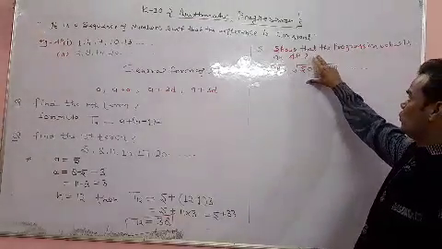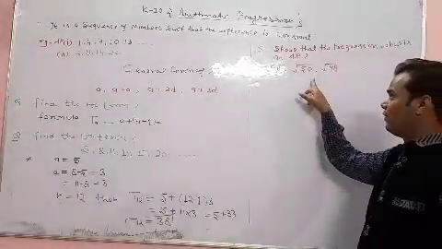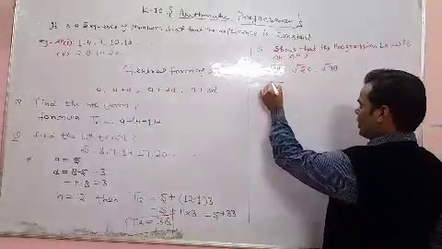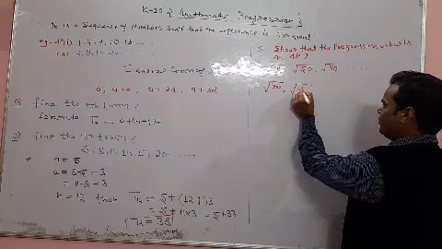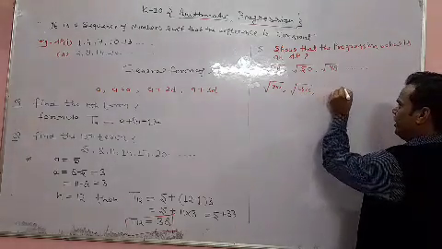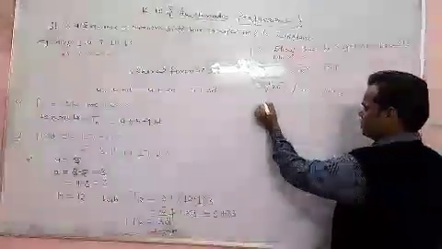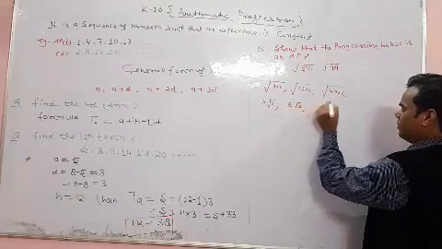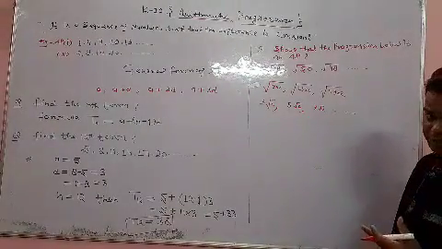Suppose your question is: show that the progression below is an AP. The numbers are root 18, root 50, root 98. So first we can simplify the numbers. You can write 18 as 9 into 2, 50 as 25 into 2, and 98 as 49 into 2. Then root 9 means 3 root 2, root 25 means 5 root 2, and this number is again 7 root 2. So we can check the common difference between two consecutive terms.